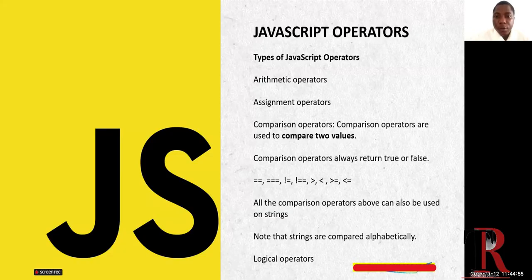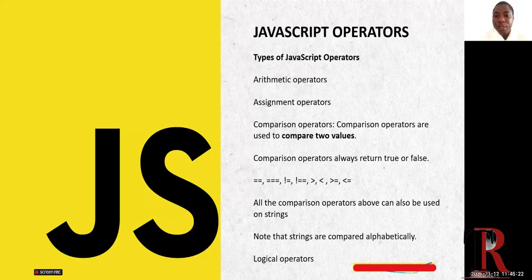We are going to be looking at another operator in JavaScript called a comparison operator. Comparison operators are used to compare two values, just as the name suggests, it's about comparing two things together. It could be numbers of the same value or of different values. You use comparison operators in JavaScript to compare two values. Comparison operators always return true or false.